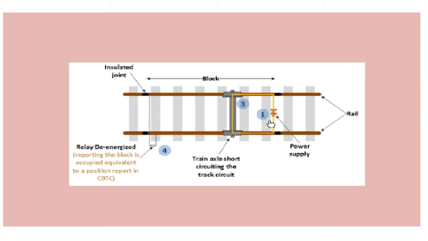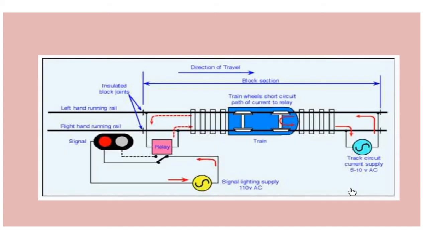You can see over here, power supply is connected and electricity is passing. When the train is over here, the electricity passes through the axle of the wheels and it connects the circuit. That means there is no electricity going towards the relay. That means this will be in a de-energized position, the coils in the relay will not get energized, it won't become a magnet, and the pointer here now will indicate a red light.